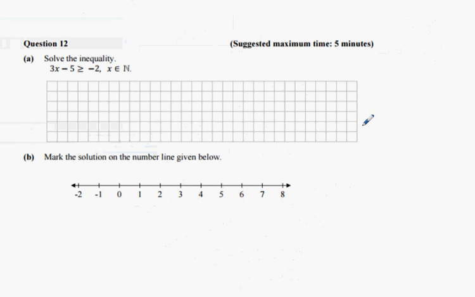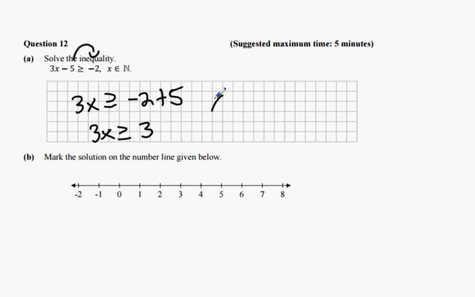Okay, 3x minus 5 is a bigger number than minus 2. What numbers will work for x? Move the 5 over to the other side, what happens? 3x is greater than or equal to minus 2 plus 5, so 3x is greater than or equal to 3. Divide both sides by 3: x is greater than or equal to 1.